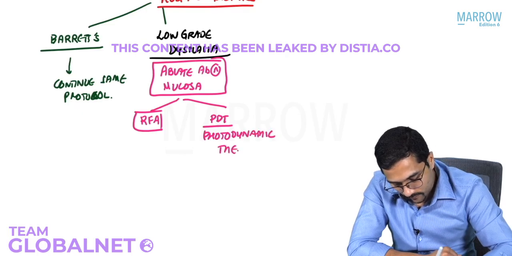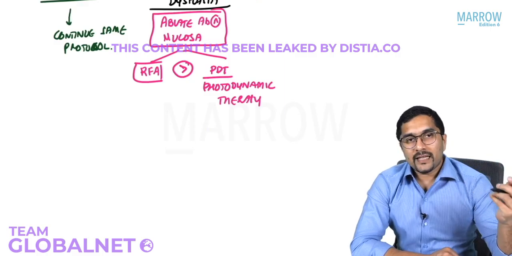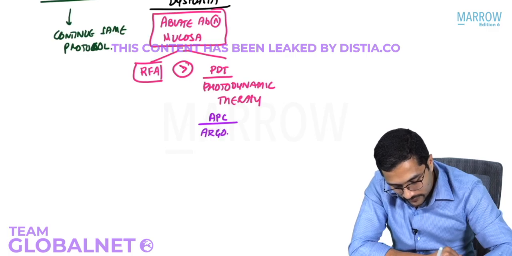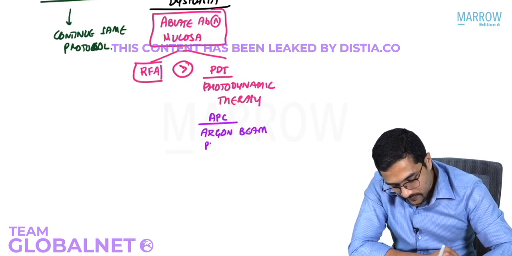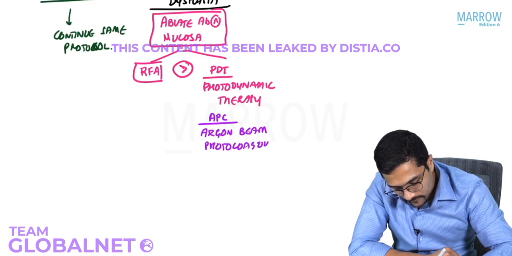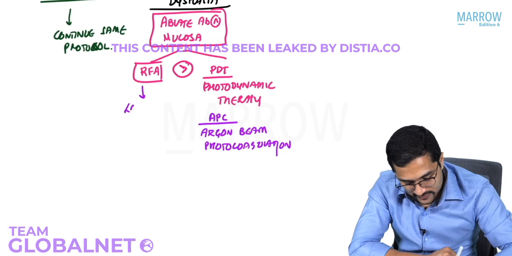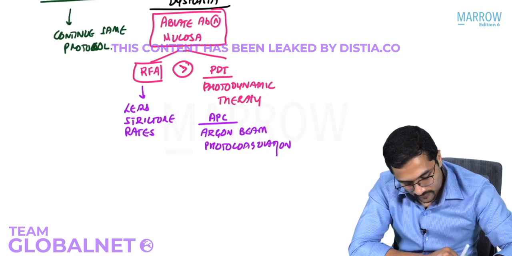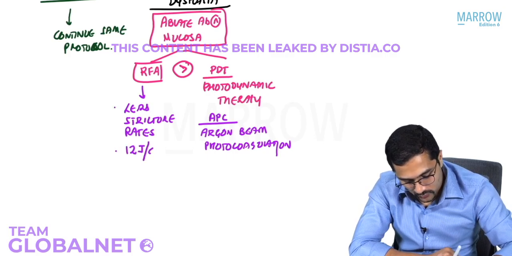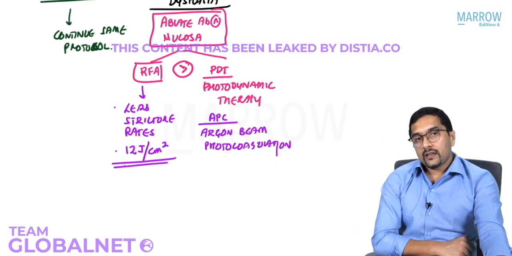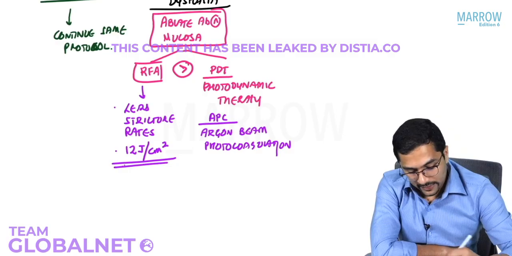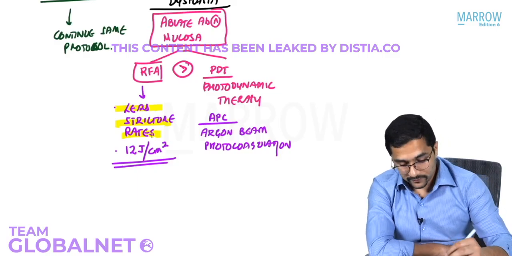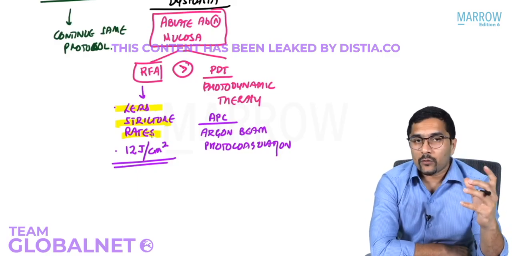It has been seen that radiofrequency ablation is better than photodynamic therapy, or APC, that is argon beam photocoagulation. And less stricture rates have been seen with RFA, and in RFA 12 joules per centimeter square is the energy which is imparted, and there are less stricture rates in RFA as compared to photodynamic therapy or APC. So this is how we ablate the abnormal mucosa.